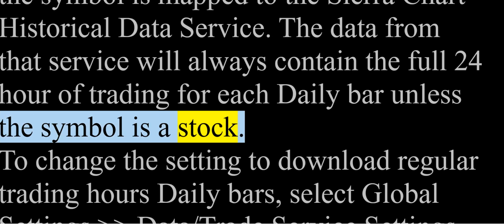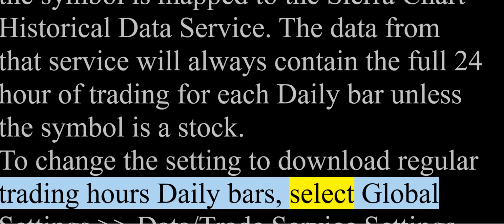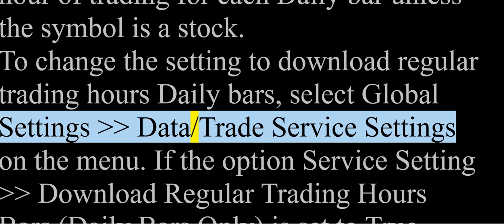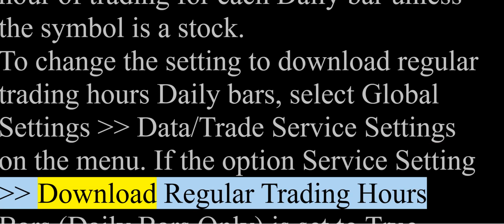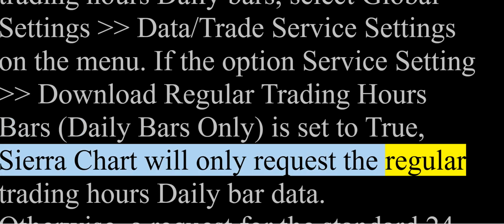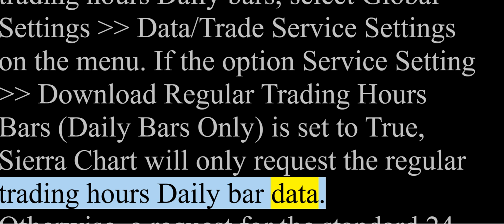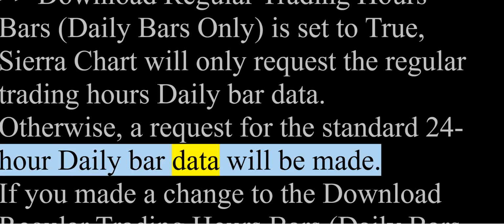is a stock. To change the setting to download regular trading hours daily bars, select Global Settings, Data/Trade Service Settings on the menu. If the option Service Setting, Download Regular Trading Hours Bars, Daily Bars Only, is set to True, Sierra Chart will only request the regular trading hours daily bar data. Otherwise, a request for the standard 24-hour daily bar data will be made.